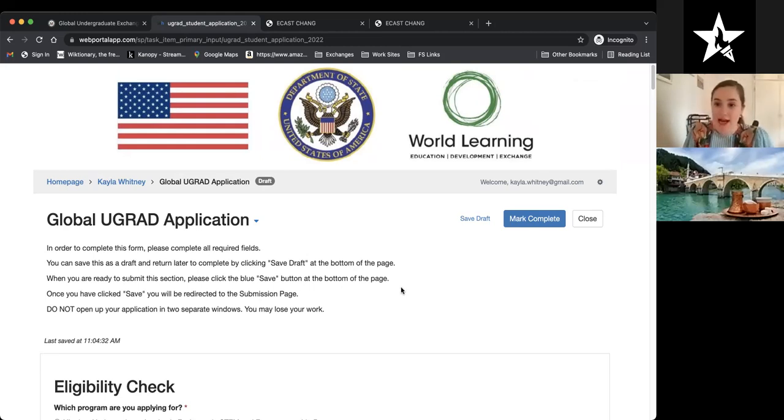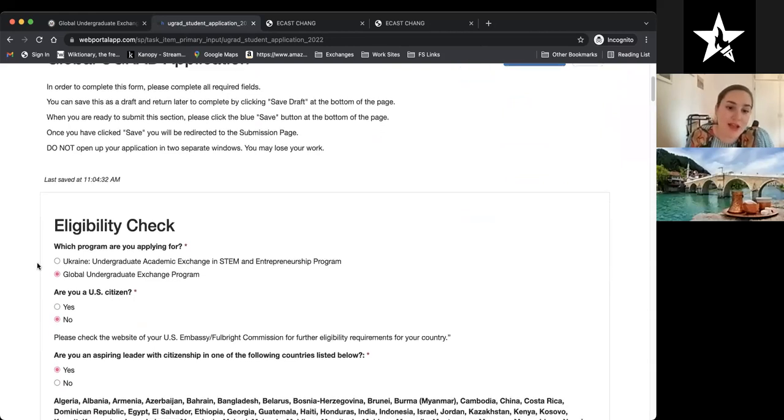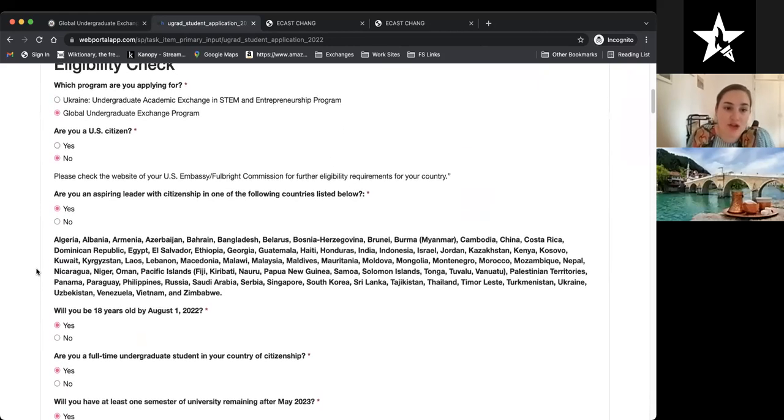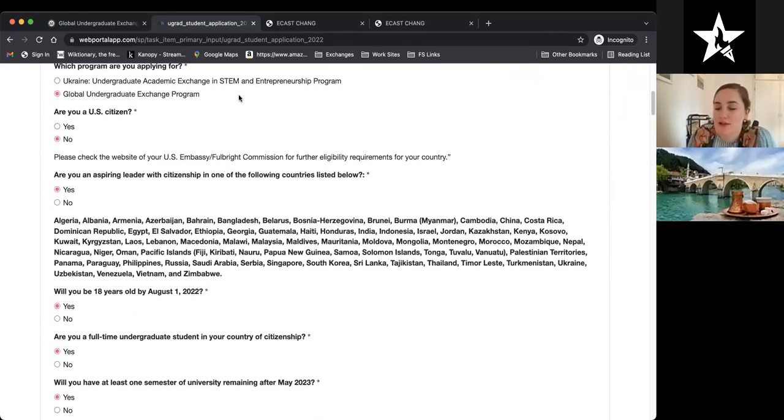So this is the actual Global Ugrad application. This is me pretending to be a student to apply to the program. This is exactly what it looks like when you go onto the website and create an account. You will see this application form. The first thing is a quick eligibility check. These are very straightforward yes and no answers.